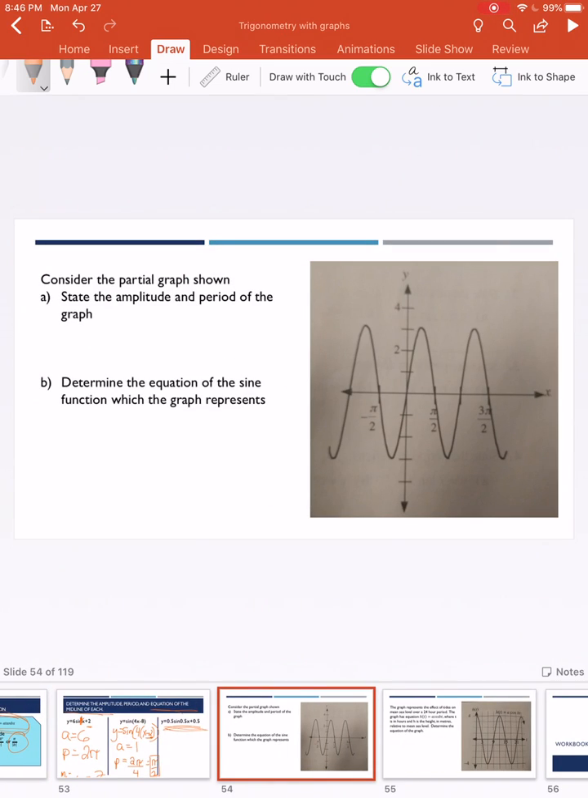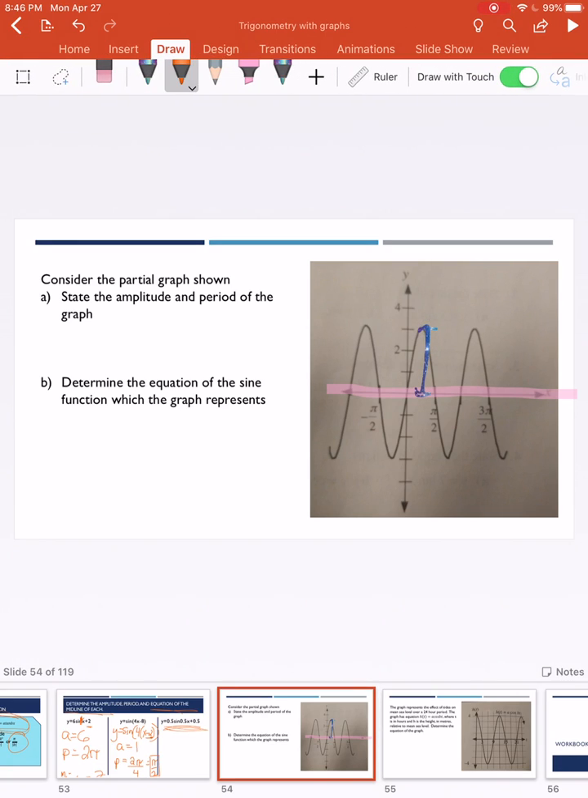All right, so let's look at a couple of examples here. So consider the partial graph, state the amplitude and period. So this graph's pretty nice because the midline's right in the middle there. Okay, so the amplitude would be the distance from the midline to the maximum, and it should be the same distance from the midline to the minimum. So I know my amplitude right away is 3.